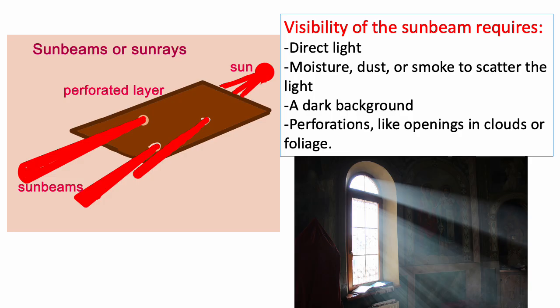To see sunbeams, we need four things. We need direct light, where we know where the sun is in the direction of the light. We need stuff in the air, like moisture, dust, or smoke, to scatter the light. We need a dark background, like this dark room or dark clouds. And we need perforations in that background, like the window here or openings in clouds and foliage.